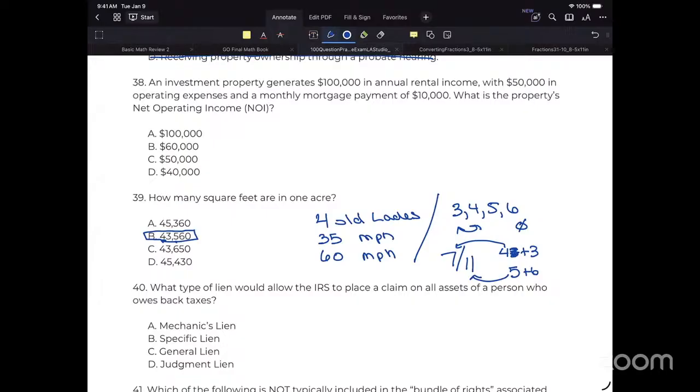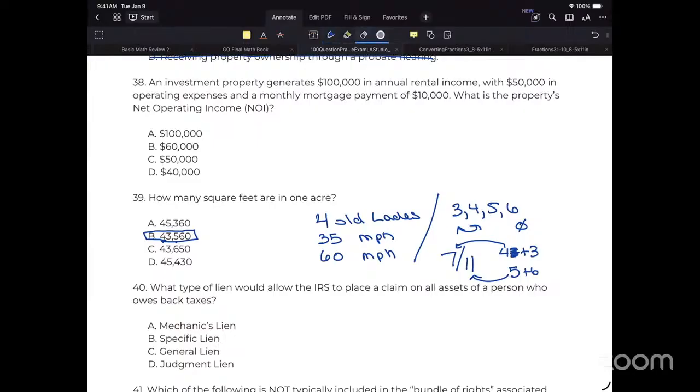All right. 38. An investment property generates $100,000 in annual rental income with $50,000 in operating expenses and a monthly mortgage payment of $10,000. What is the property's NOI? Okay, let's just do this real quick because I know not all of you have math on your exam. So NOI, net operating income, if you take what you could possibly make, and from that you subtract the operating expenses, you would have net operating income.